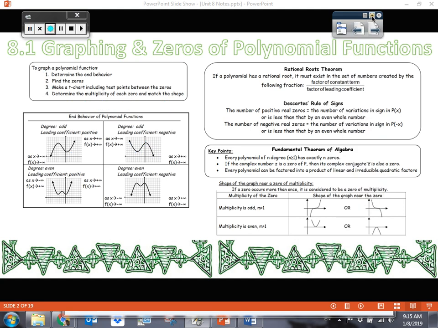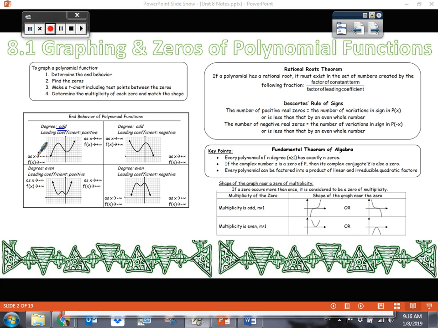Make sure we're clear. So if the degree of the polynomial is odd, in other words, like 3 or 5 or 7, the degree is the highest power, that number, the highest power. So if it's like x cubed or x to the 5th, if it's odd and the leading coefficient is positive, the end behavior is going to start down and end up. If the leading coefficient is negative and the degree is odd, it's going to start up and end down. So that's something you just have to memorize.